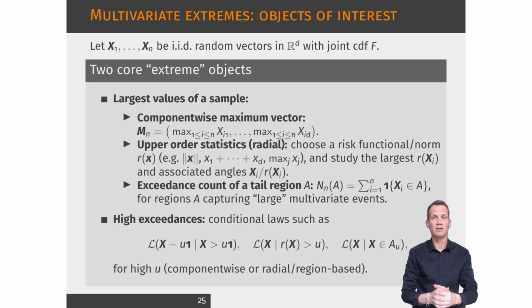The second object is based on upper order statistics in a radial sense. We first choose a risk functional, such as a norm, a sum, or a maximum, and then we study the observations with the largest risk scores, together with their directions. The third object is the exceedance count of a tail region, where the region defines what we call a large multivariate event. Finally, high exceedances can be defined through conditional laws, either component-wise, radially, or through a general rare set.